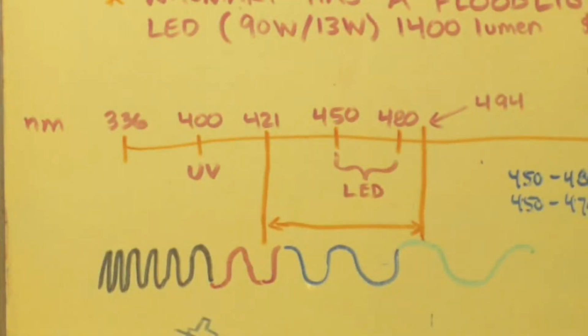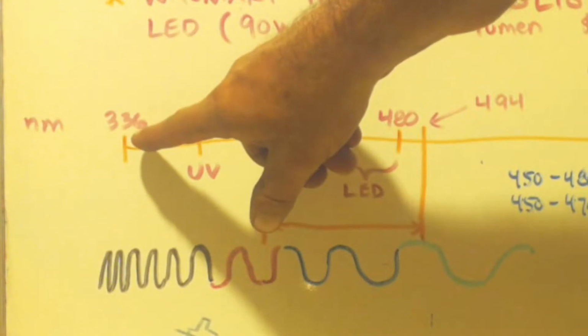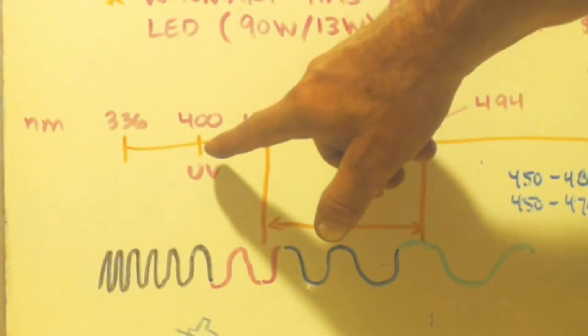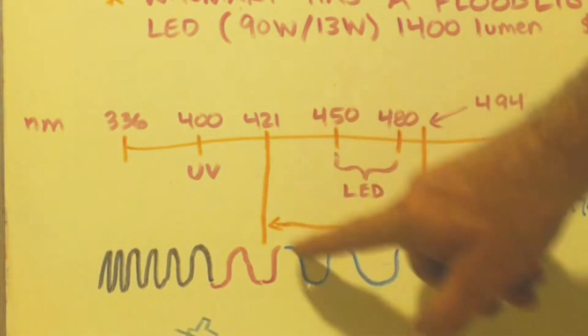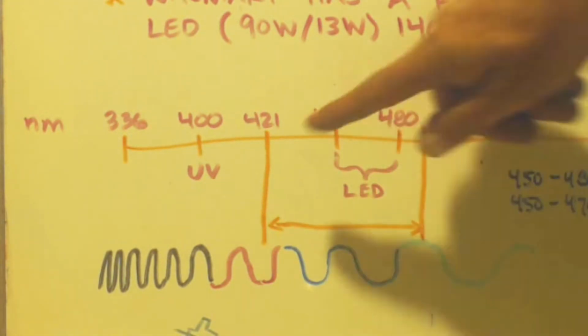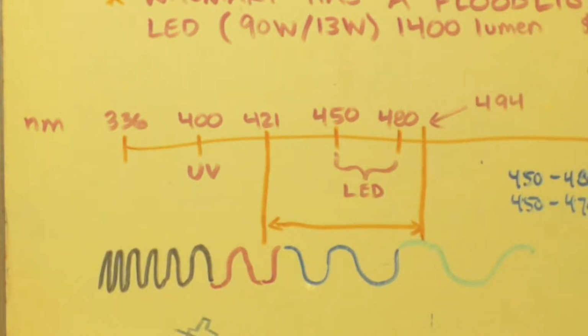Alright, so I promised you this blue light, and I'm going to tell you how to get it. Here's your nanometers, here's the shortest wavelength that can get into your reaction, here's UV, all this is UV. Here's what we want though. See the orange lines going down? 421 to 494 nanometers. That's what we want.